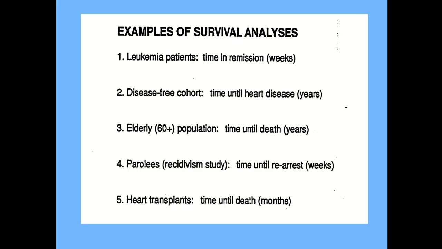Now, it could be you're dealing with people who don't have a disease at all. They're disease-free, and you just want to know time until they develop heart disease, or time until they get a heart attack, or time until they have high cholesterol, or whatever you want to talk about. So that's a different thing. Could be a disease-free cohort. You could have an elderly population. Ooh, 60 plus, is that elderly? Well, I have to be careful there, because some people around here are way past that, okay? But if you're dealing with a so-called elderly population, it could be your outcome's death, time until they die. You could be interested in death even if it's not an elderly population.